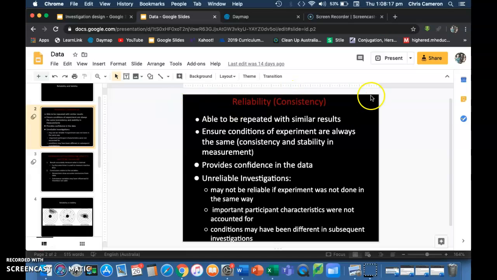Reliability is consistency, and here's some of the language that you can use. It means it's able to be repeated, that the conditions would be the same. If it's unreliable, and I would suggest this might be an unreliable investigation, it might not be reliable if it was done in the same way. We haven't kept the important participant characteristics the same. We haven't accounted for a range of participant characteristics. The conditions might have been different. They might not be conducted in a classroom, for example.